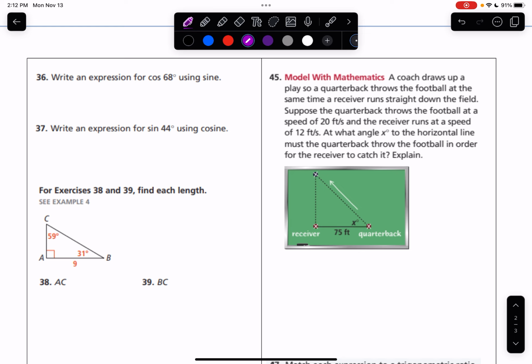Number 36, write an expression for cosine of 68 using sine. We learned that we can write the expression using the complement of the angle that helps it add up to 90. So cosine of 68 would be the sine of the complement, or 22 degrees. 37, same idea. The sine of 44 is going to be the cosine of its complement, or the cosine of 46.